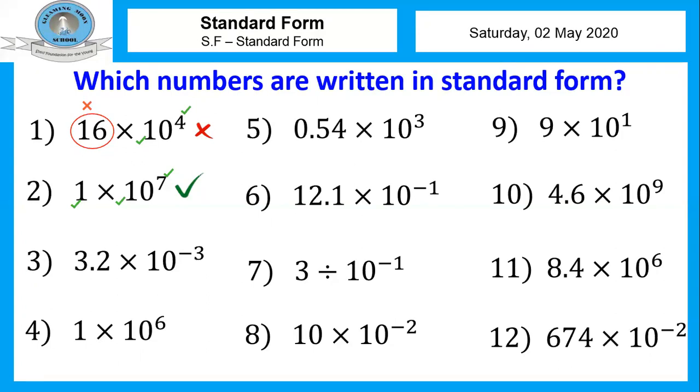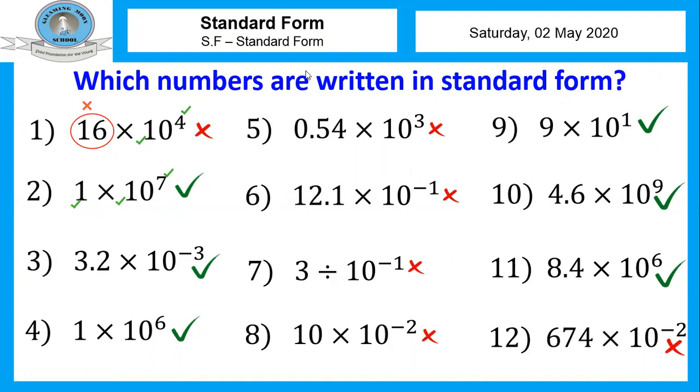Right. So let's have a look at the answers. So you check if what you've done is correct or not. Okay. So you can see the correct ones are ticked in green, and the ones that are not correct are crossed in red. Now, what I'm going to do is to explain the incorrect ones and explain why they are not in standard form. So let's start with number 5.